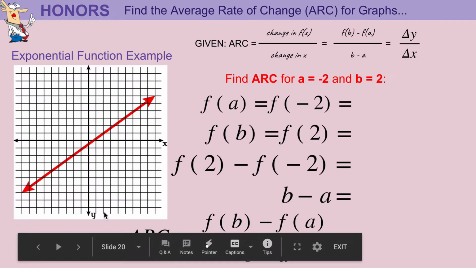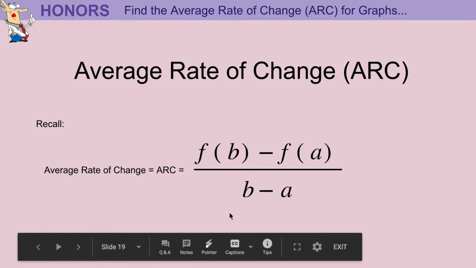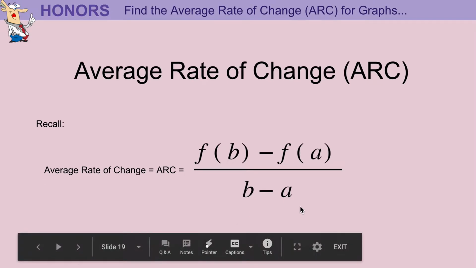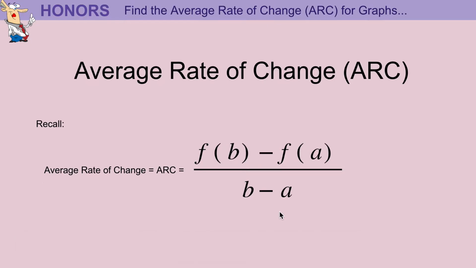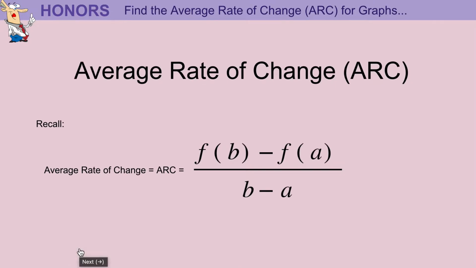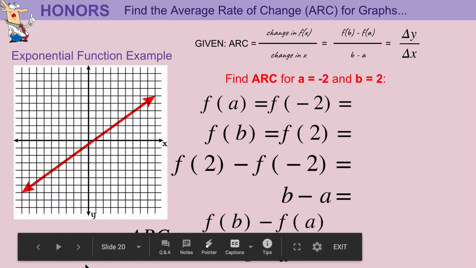In function notation, the average rate of change looks more like this, where we have f of b minus f of a over b minus a. So we'll be given a function and then given a and b, areas to look at to see where they are the same. Let's look at the first example.